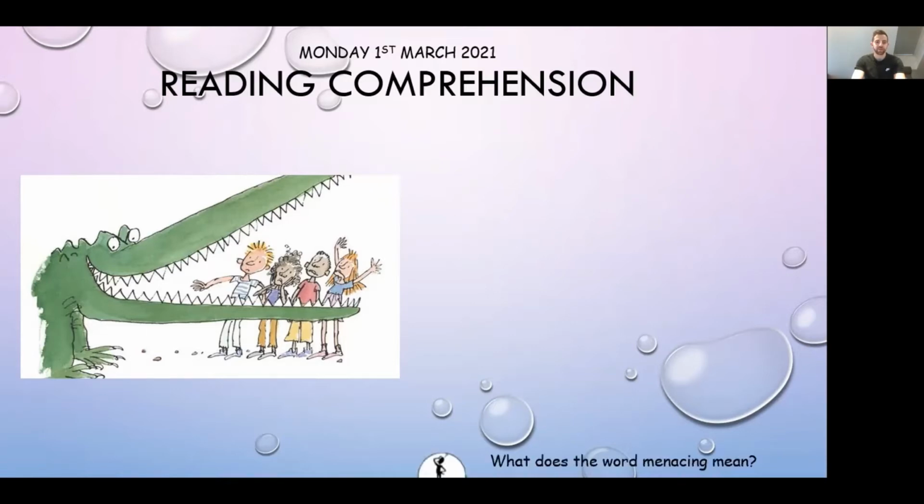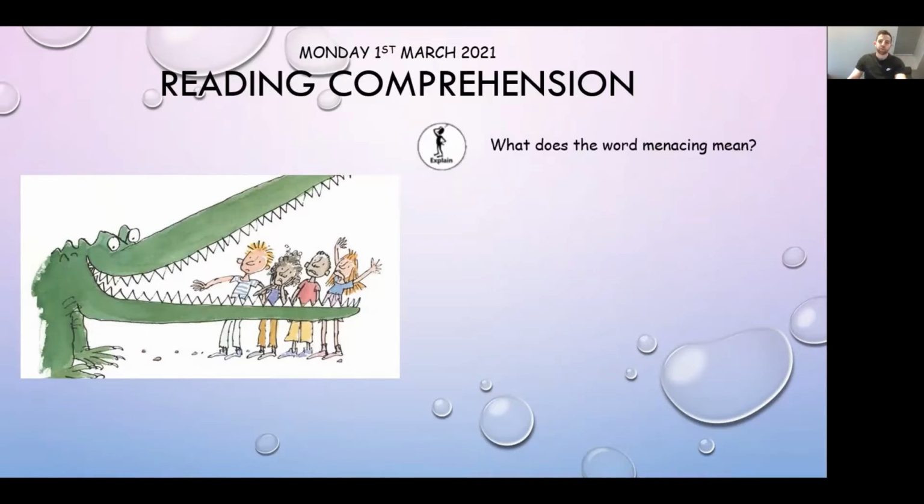So your first question is, what does the word menacing mean? So write down your answer. What do you think the word menacing means? And that's part of our explain, part of our retrieve. So question will be able to know the answer by retrieving it, by taking it from the picture. Okay, how many children are in the picture? Now that's quite a straightforward one.